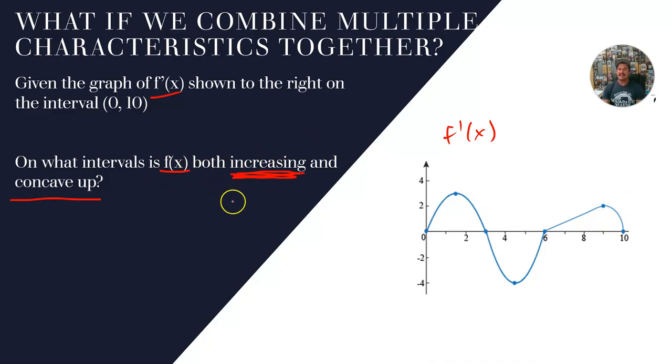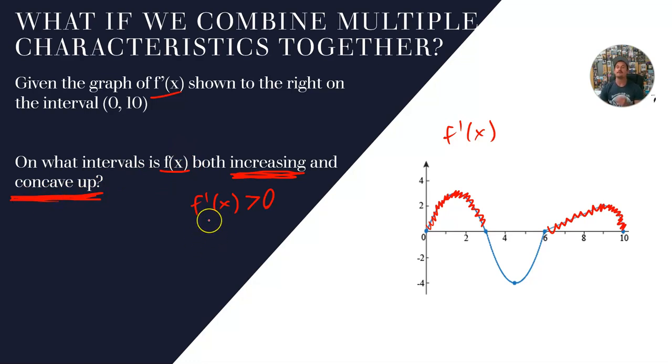Well, f of x is increasing when f prime of x is positive. If f is going to be increasing, its derivative is positive. Okay, so if this is the derivative graph, my derivative is positive right here and right here. This is where f of x is increasing because f prime of x is positive. But I don't just want the intervals where f of x is increasing. I want to know the intervals where f of x is concave up.